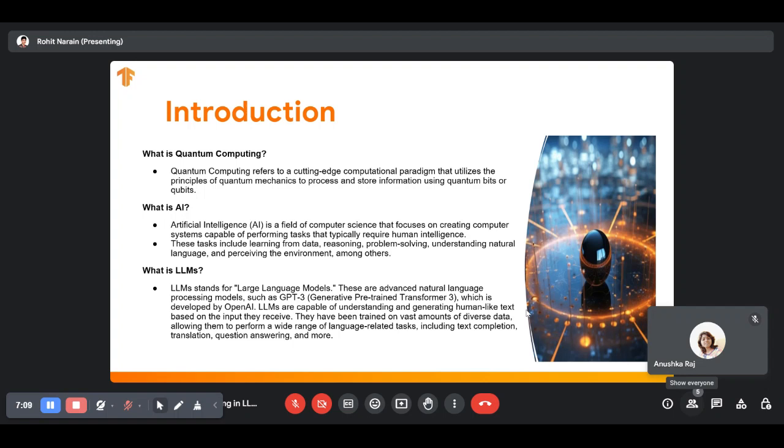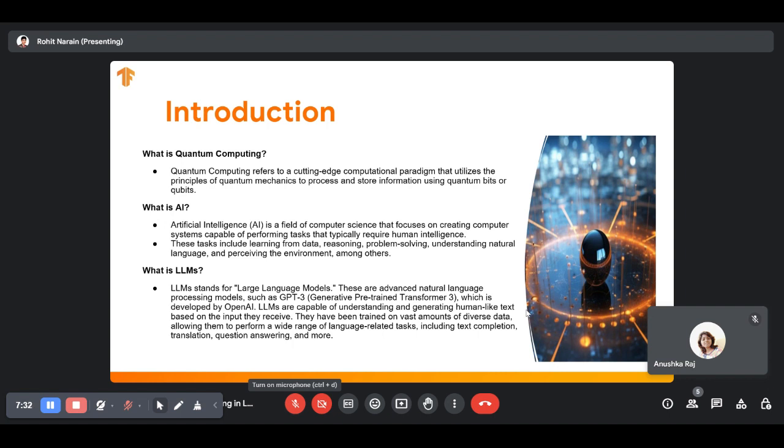Maybe you can use your chat section, or if you want, you can unmute your microphone and let us know. Okay, so no problem. I will just explain quantum computing.